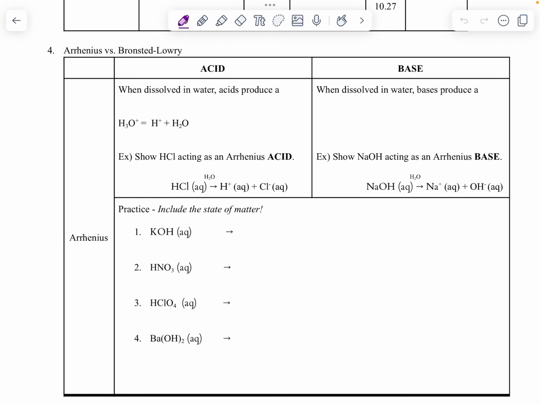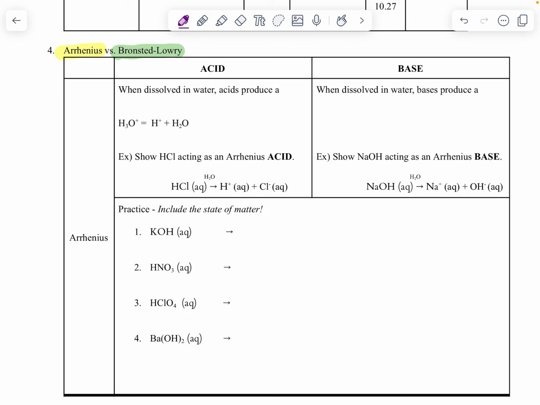In terms of these ideas that exist, there are some schools of thought where we have what we call Arrhenius acids and bases, and Bronsted-Lowry acids and bases. And it's really just ways to identify what acids and bases are, how they act, and what they produce.